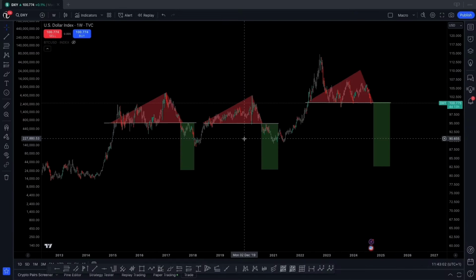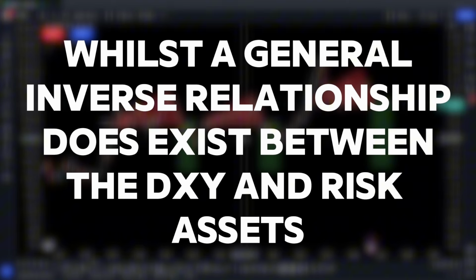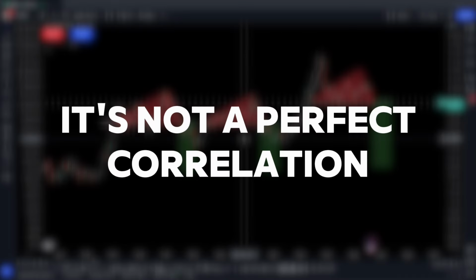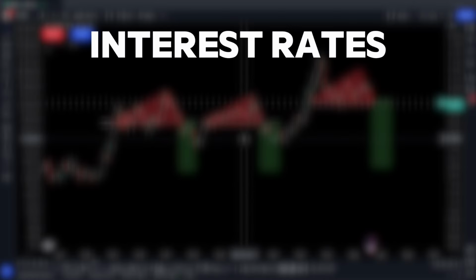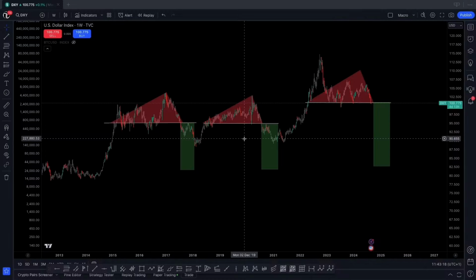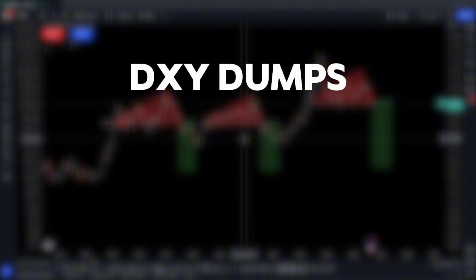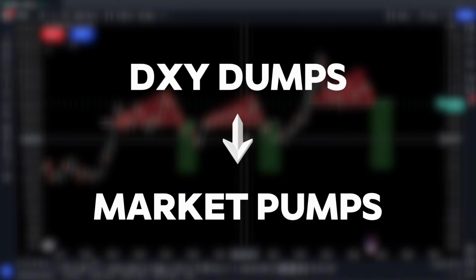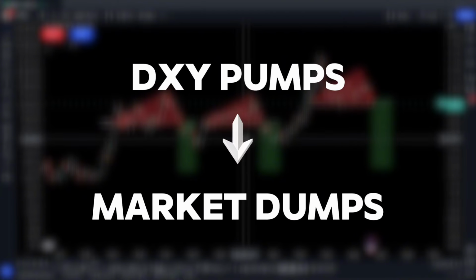Now, admittedly, we are massively oversimplifying here, and while a general inverse relationship does exist between the DXY and risk assets like stocks and Bitcoin, it's not a perfect correlation. Other factors such as interest rates, economic data, geopolitical events, and market sentiment also play significant roles in determining asset prices. But to keep things simple for this video, when the DXY dumps, market pumps. When the DXY pumps, market dumps.